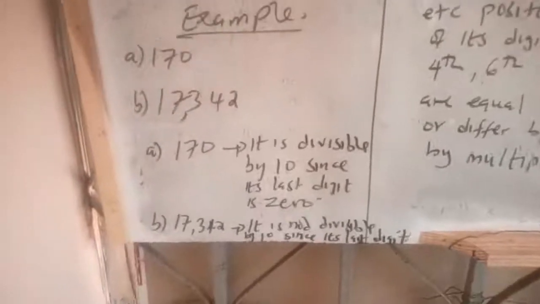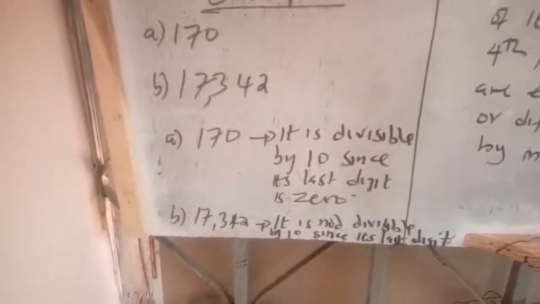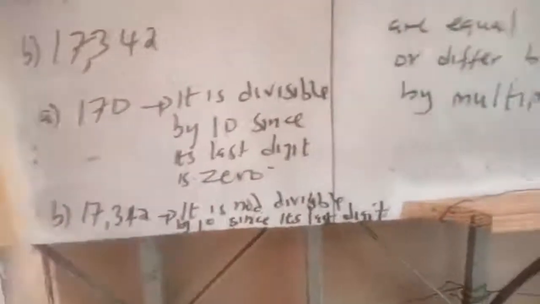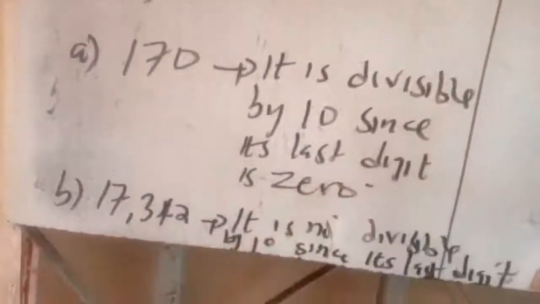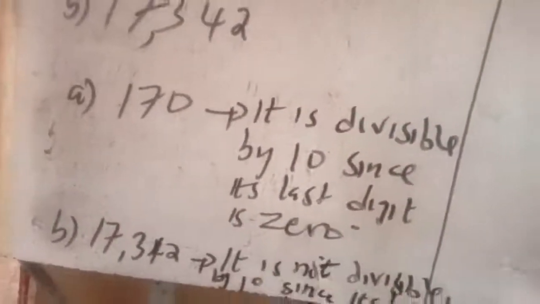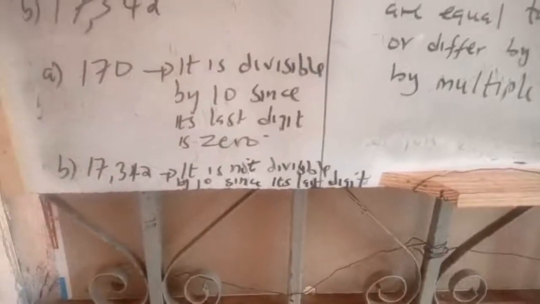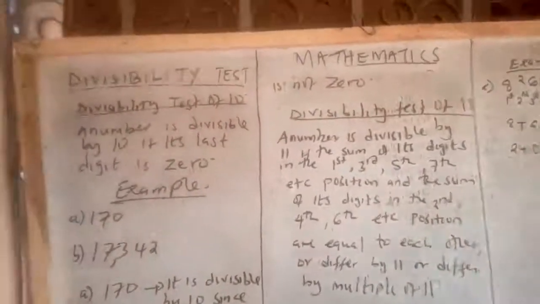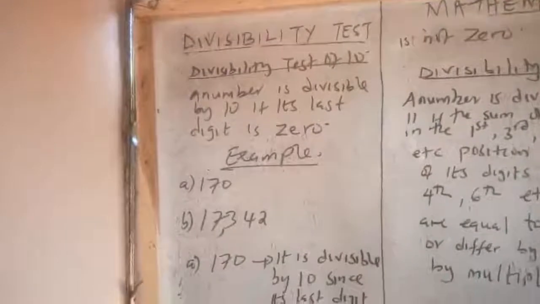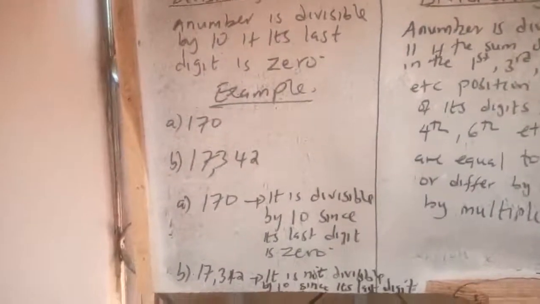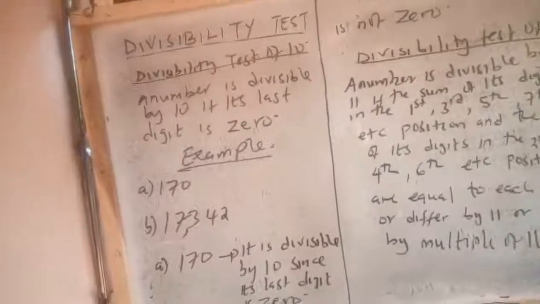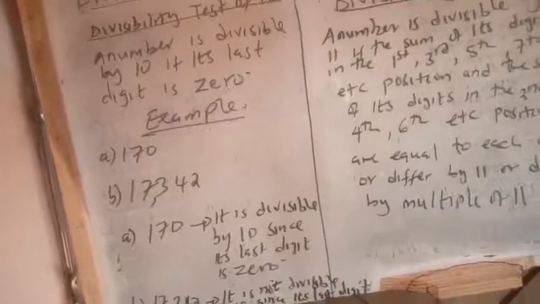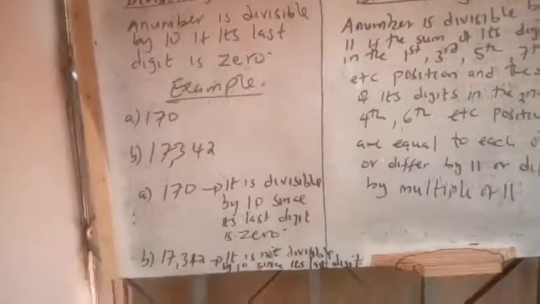On to the second example, part B of the question, that is 17,342. It is not divisible by 10 since its last digit is not equal to 0. You can see that the last digit is 2, and since 2 is not equal to 0, we can say that the entire number is not divisible by 10.